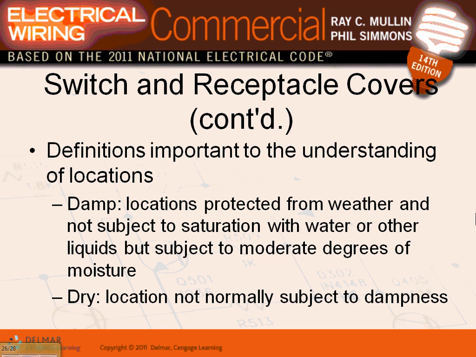Damp or dry location. A couple of definitions because of damp and dry, guys. They define what a damp location is, what a dry location is. A dry location is a location not normally subject to dampness. For example, this area is a dry location. Would it be wet under certain circumstances? Yeah, when we're washing it, it could be wet, but normally it's not wet. Damp location: protected from the weather and not subject to saturation.